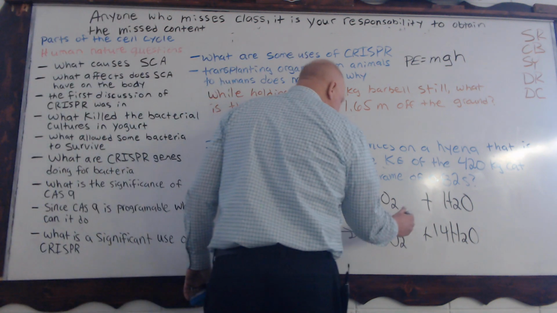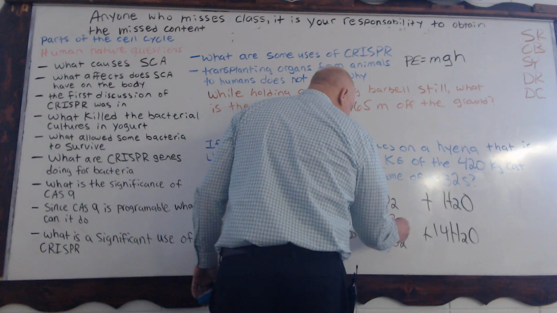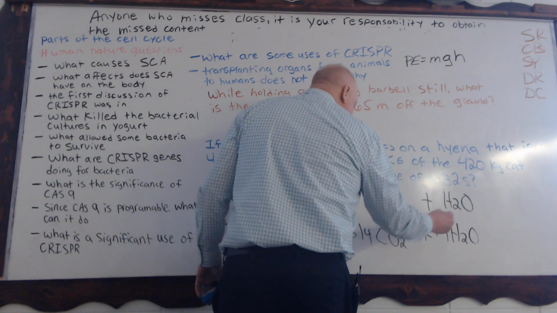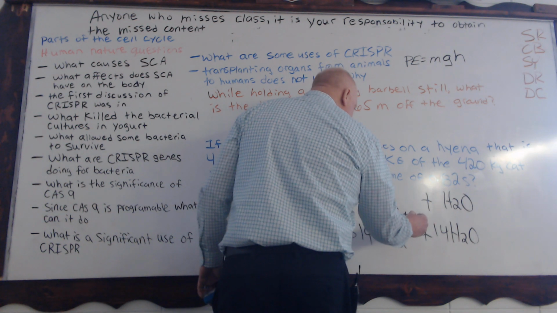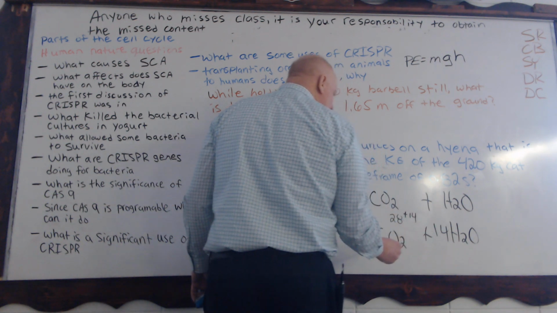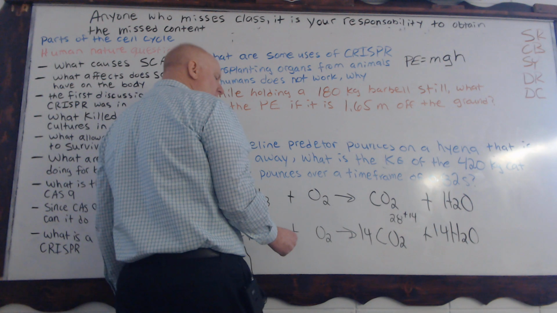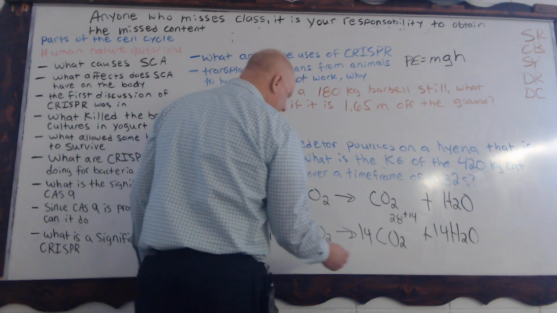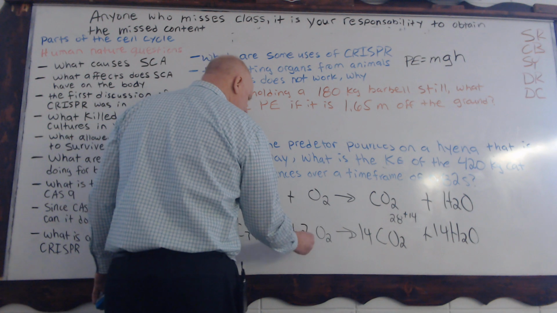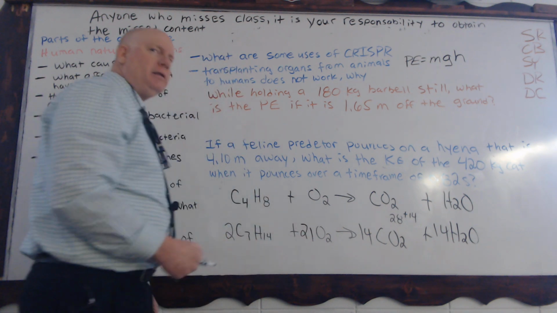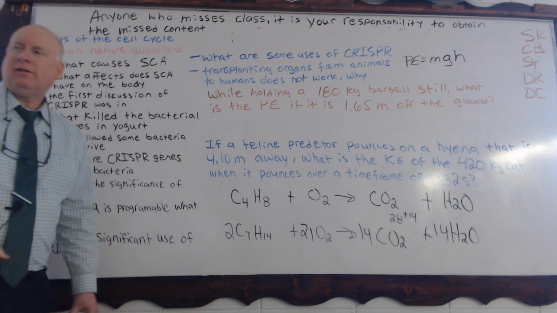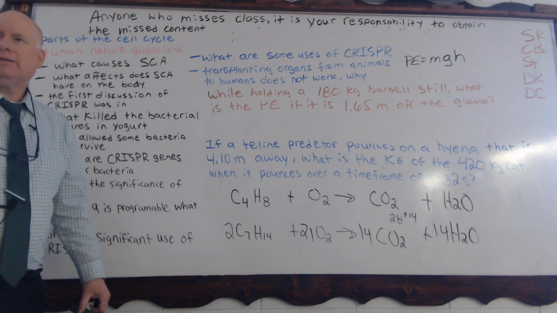14 times 2, and 14 times 1. Is that 42? So then what's 42 divided by 2?